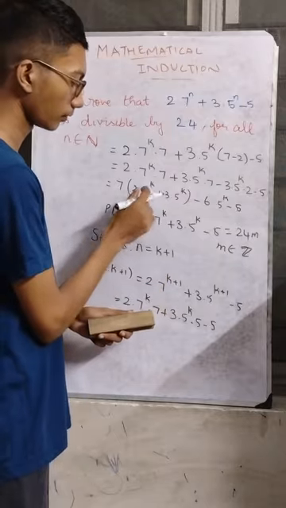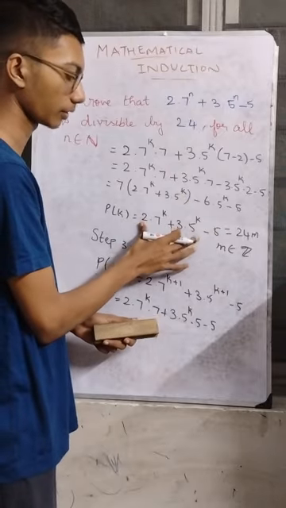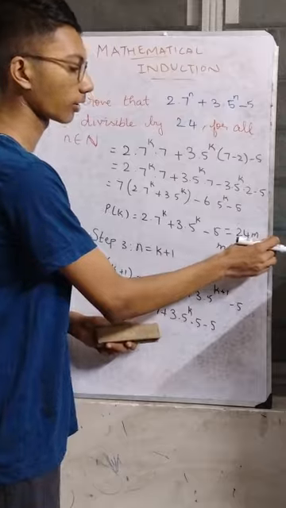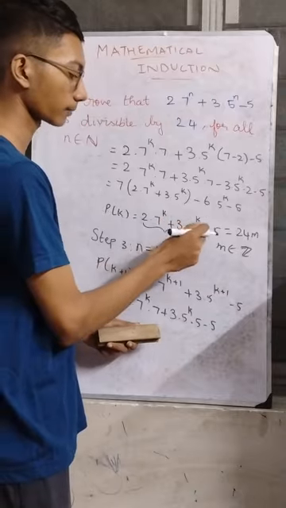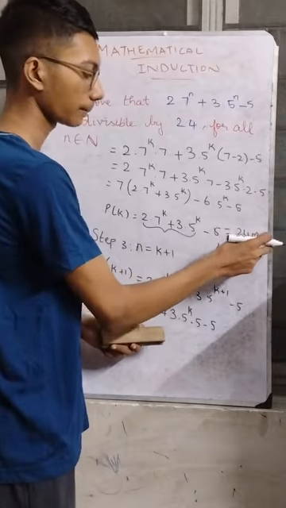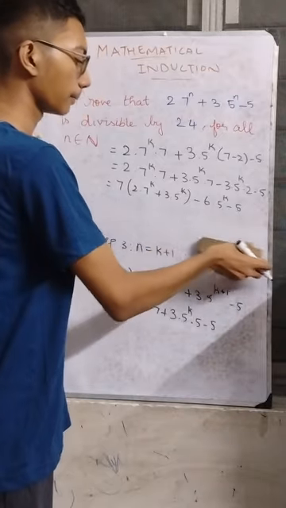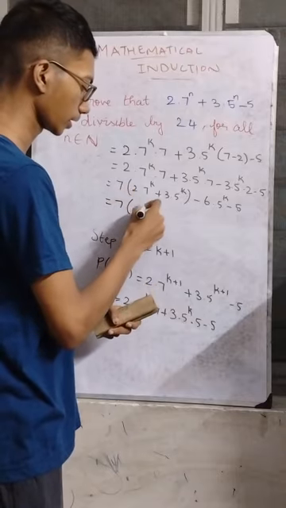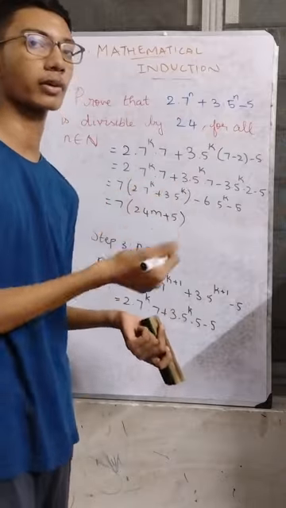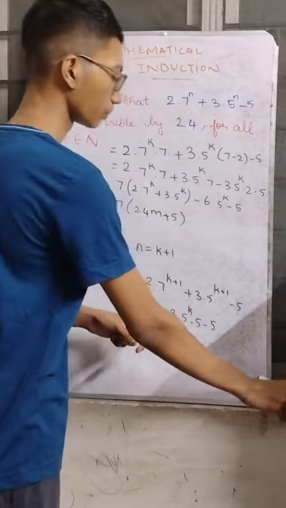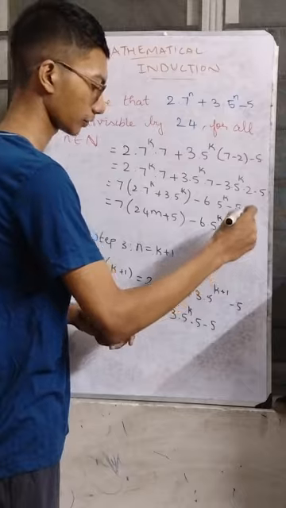And from this step, we have 2 times 7 power k plus 3 times 7 power k here, which is what we have here. If we take this minus 5 here, we will have plus 5. So the value of 2 times 7 power k plus 3 times 5 power k will be 24m plus 5. So that's what we are going to write here. So we have 24m plus 5. Since we are using that expression we got from step 2 here, the proof is almost done. So the next term is 6 times 5 power k minus 5.